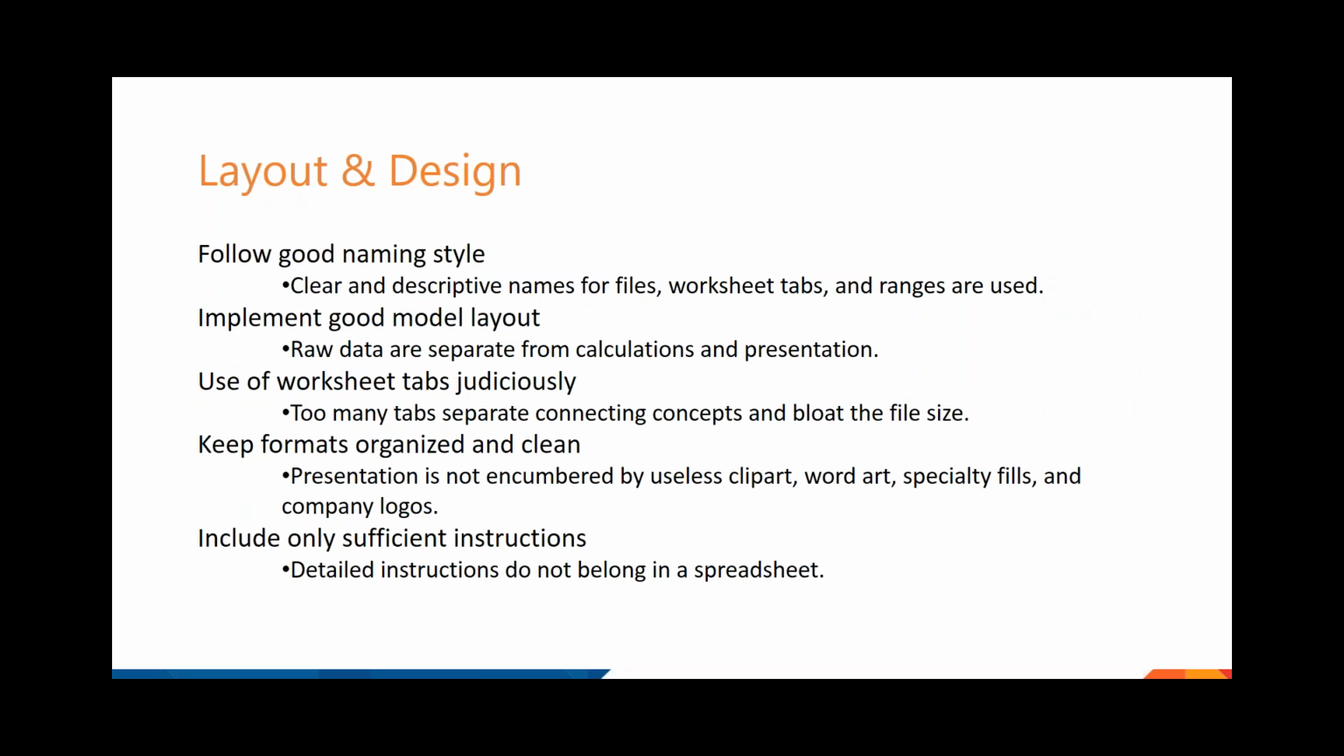So in terms of layout and design, we need to follow good naming convention styles. And we're going to go through these as examples. So this is really just an introduction to what we're saying. So that means clear and descriptive names for files, worksheet tabs, and named ranges. So much of how we name our files is really a product of our organization. It's a product of preference. There are ways we do it which are very much ineffective because they don't keep a good archive of what we've done.